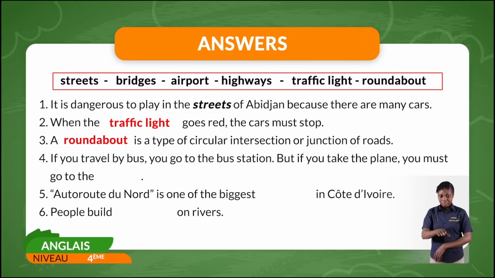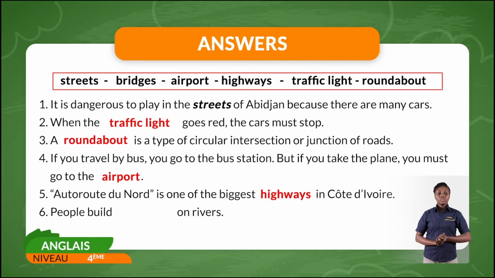Very good. 4, so if you travel by bus, you can go to a bus station, but if you take the plane, you must go to the airport. So number 4, airport. 5, autoroute du Nord. So autoroute du Nord is the highway, one of the biggest highways in Côte d'Ivoire. And the last one, people build bridges on rivers. Yes, so we put the bridges on rivers.